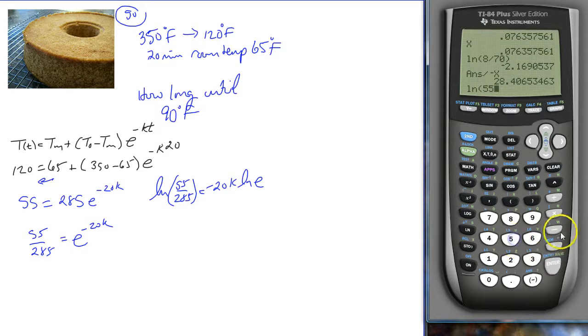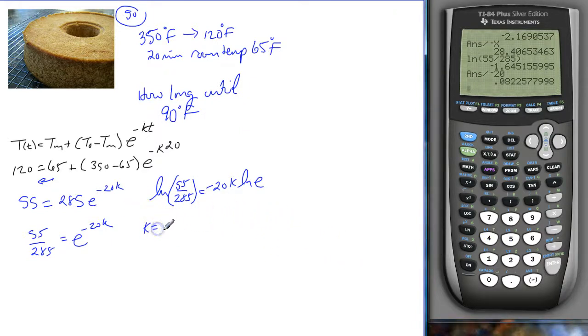Use our calculator. ln of 55 divided by 285. Enter. Divide by negative 20. Enter. And I come with 0.082. I'm just going to write down 4 places. k is 0.0823. Now, I want to use all the decimals, so I'm going to store this for x. So store x.